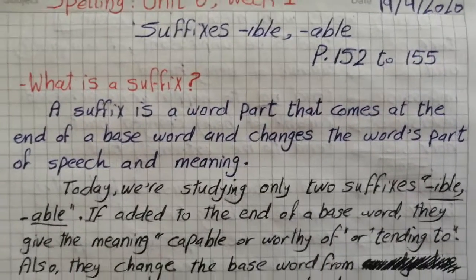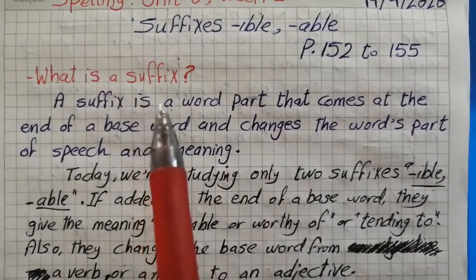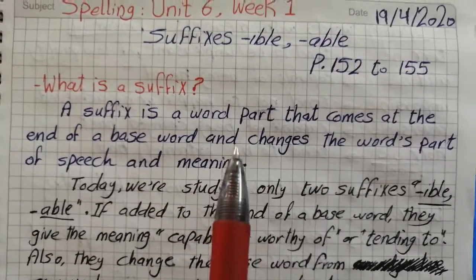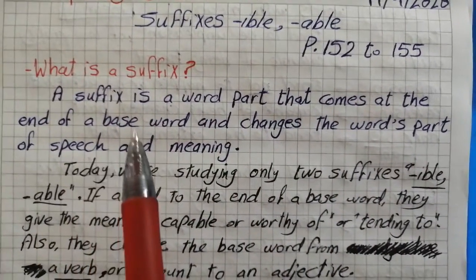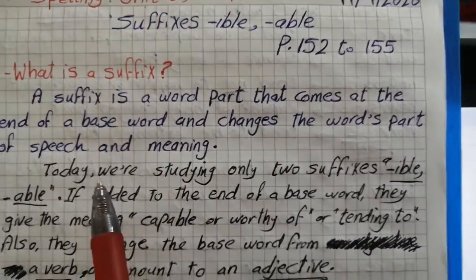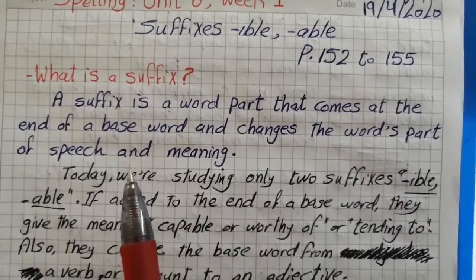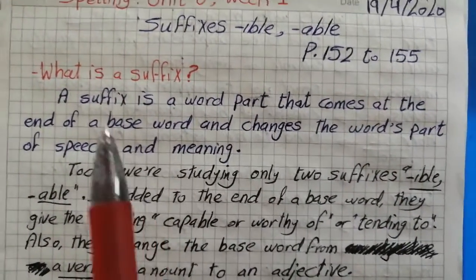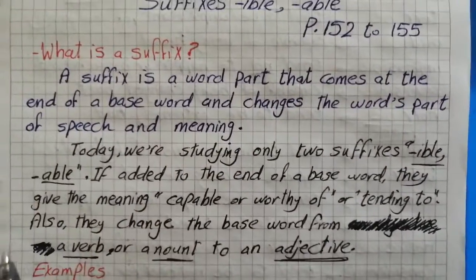First of all, let's remember what a suffix is. A suffix is a word part. It's a fragment or group of letters that comes at the end of a base word, and it changes the word's part of speech and meaning as well. So this is the effect that the suffix has on a word. It changes, number one, the meaning, and number two, the part of speech.